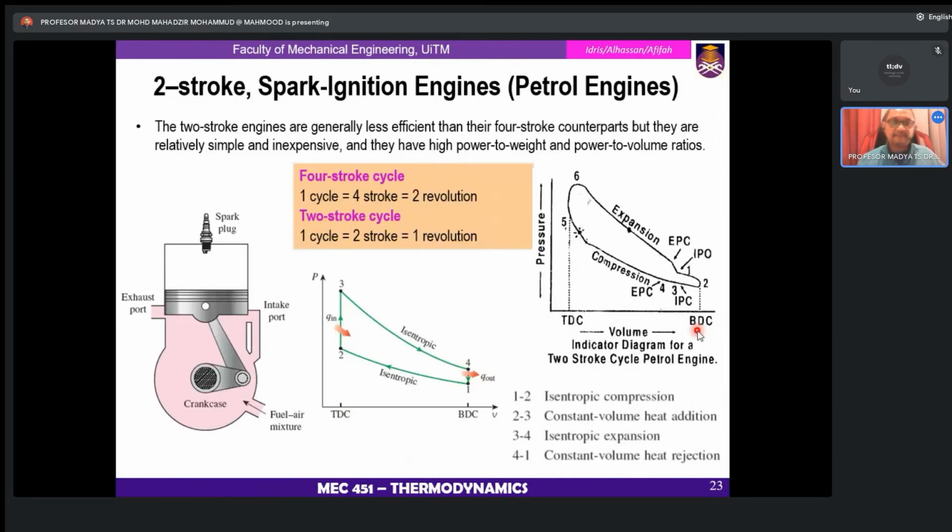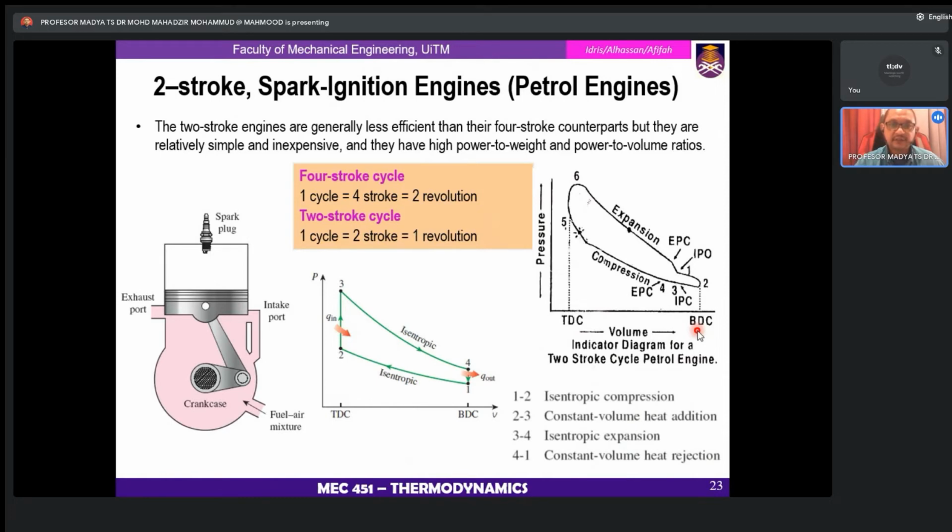Okay, next is two stroke. Two stroke is less efficient than its four stroke counterpart, but they are relatively simple and inexpensive, and they have a high power to weight and power to volume ratio. For four stroke, to complete one cycle you will have two revolutions. But in two stroke, because there are only two strokes, it is very quick to complete one cycle.